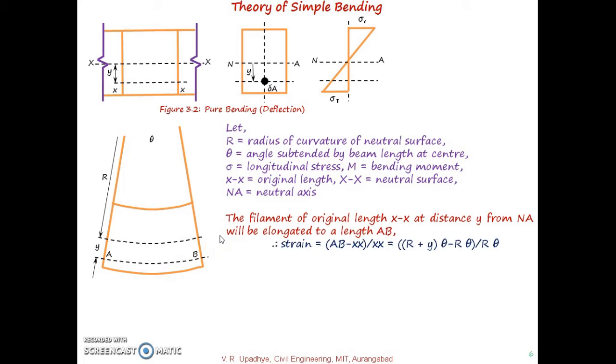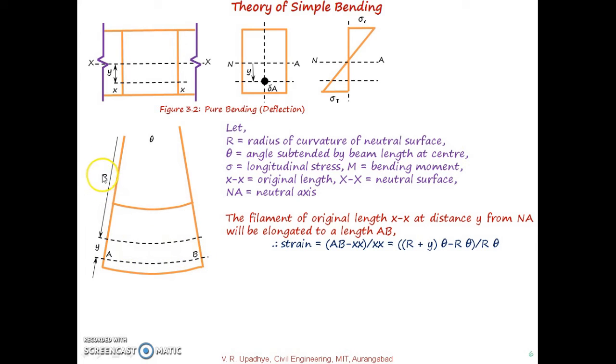Then strain, as you know, is the change in length to the original length. So strain, the change in length, is AB minus XX. AB is the elongated length, XX is the original length. So AB minus XX is the change in length divided by the original length, that is XX.